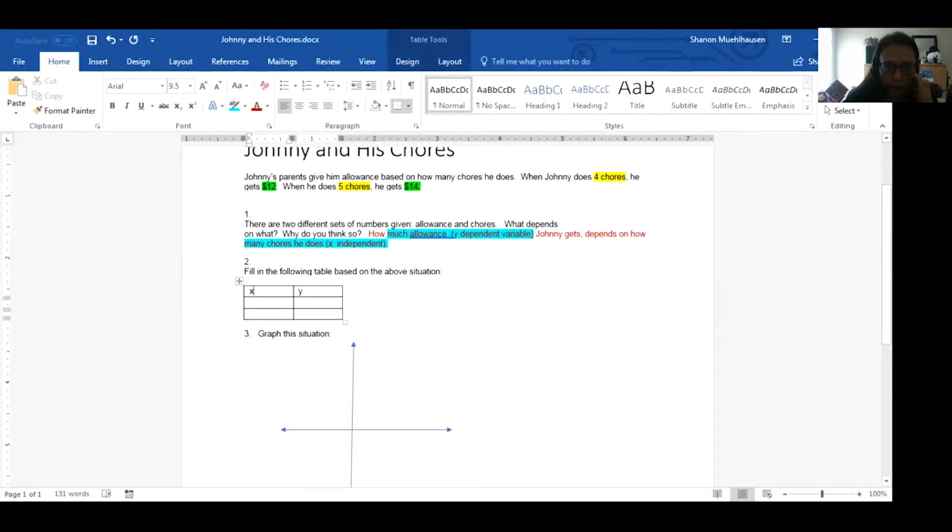So when we look at this table, which was labeled X and Y, we can use the same idea. X is our independent. In this case, it's how many chores Johnny does. Y is our dependent. It depends. The allowance depends on how many chores he does. So the information we're given is when he does, we're looking at the chore column. When he does 4 chores, he gets $12. That's a corresponding allowance. When he does 5 chores, he gets $14.